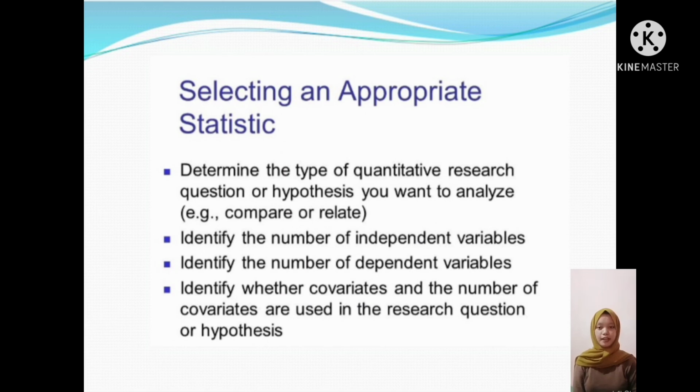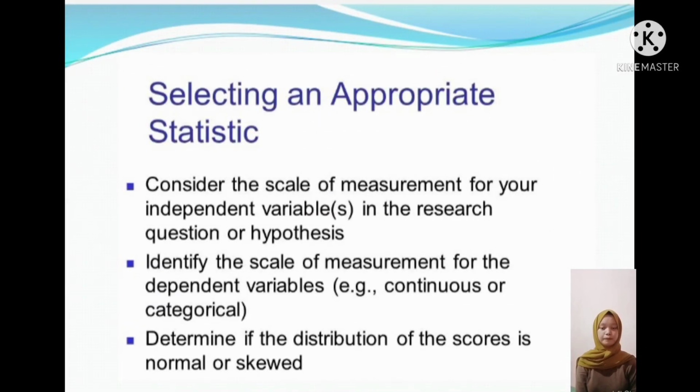So the next, there are 7 steps in selecting appropriate statistics. Number 1, determine the type of quantitative research questions or hypothesis you want to analyze, e.g. compare or relate. Number 2, identify the number of independent variables. Number 3, identify the number of dependent variables. Number 4, identify whether covariates and the number of covariates are used in the research questions or hypothesis.